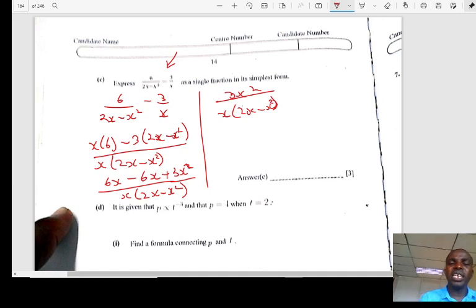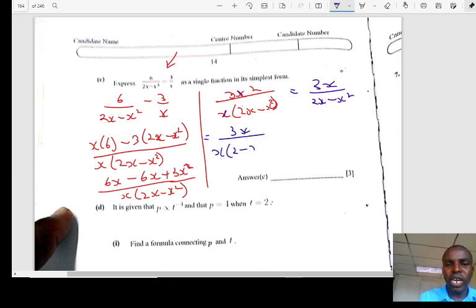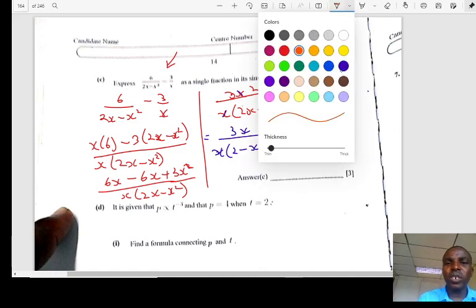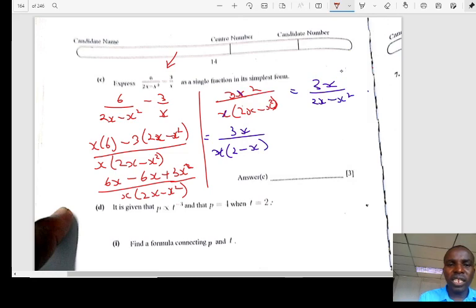Close your bracket. Then you have to cancel out. Simplify. The x here, 1x and 1x here will cancel out. So you'll be left with 3x on top over 2x minus x squared. Then the denominator, you still have to factorize it, right? So it will be 3x over, you factorize x here, 2 minus x inside the brackets. Then after that, x and x will cancel out. We'll be left with 3 over 2 minus x.